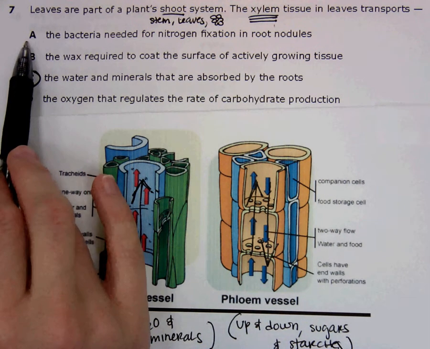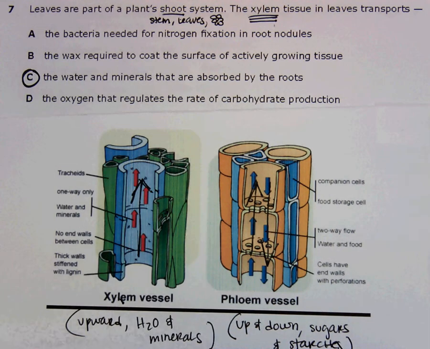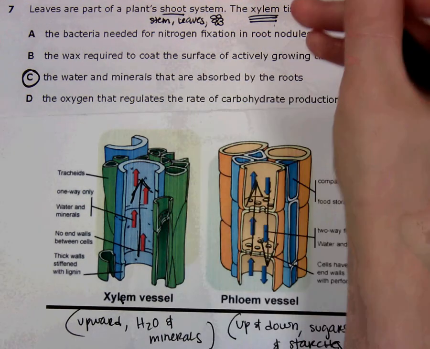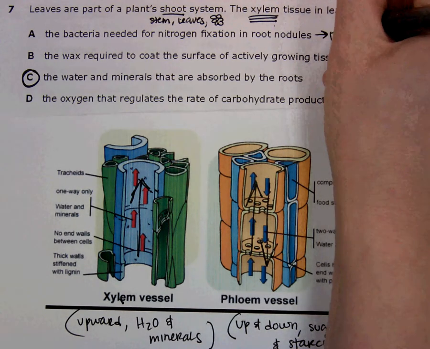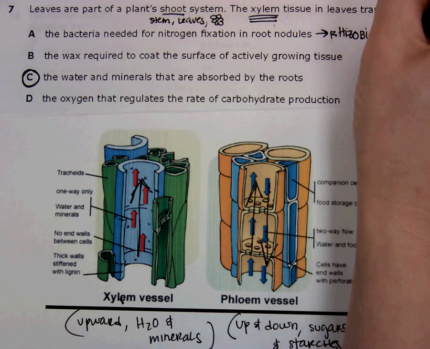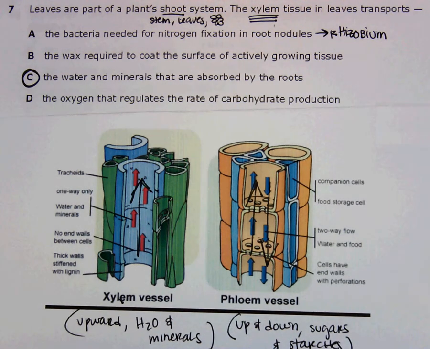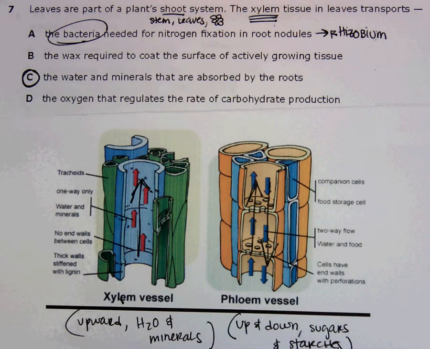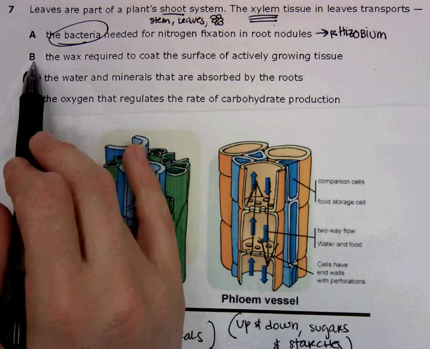okay, A, the bacteria needed for nitrogen fixation in root nodules. So nitrogen fixation is a process plants use, and those root nodules, what it's actually talking about, in case it ever comes up in a different question, is bacteria like rhizobium, okay? Or not the nodules, sorry, that's the bacteria actually involved in that, my mistake.